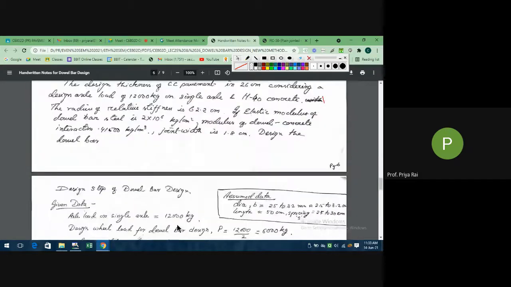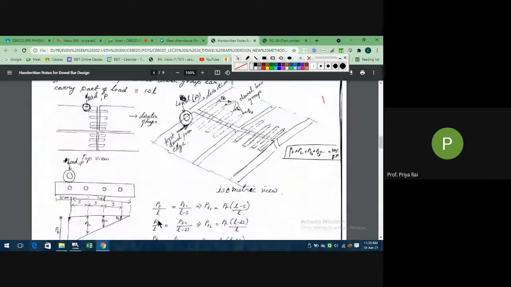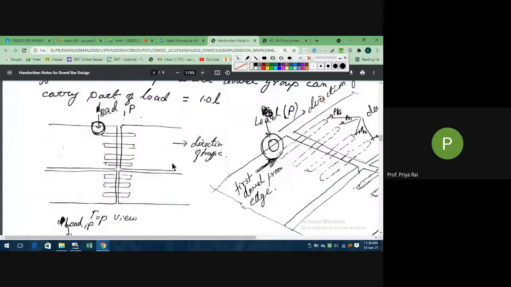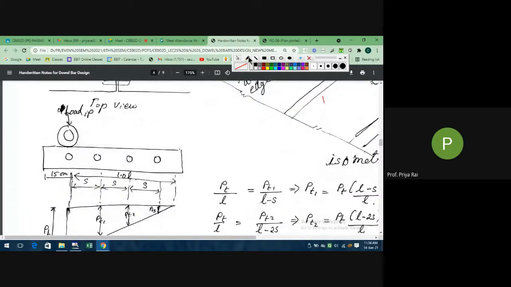See here, see the diagram. There are only 4 dowel bars. I'm saying, if our design fails, your spacing is related to the number of dowel bars, right? Your spacing decides how many bars we can provide. Suppose by providing 4 dowel bars, the spacing is S1.